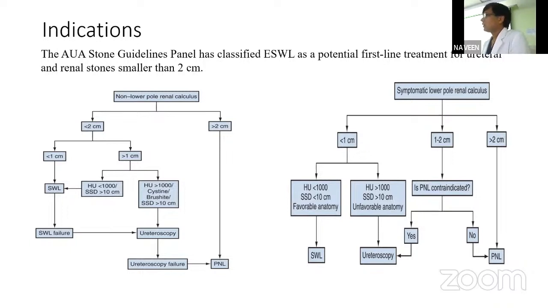What is inside cystine stones? What is inside brushite stones? What is the composition of cystine? Cystine, homocystine. Homocystine and cystine are the same. They have sulfur bonds, disulfide bonds, and these disulfide bonds are very strong. You know why disulfide bonds are strong?